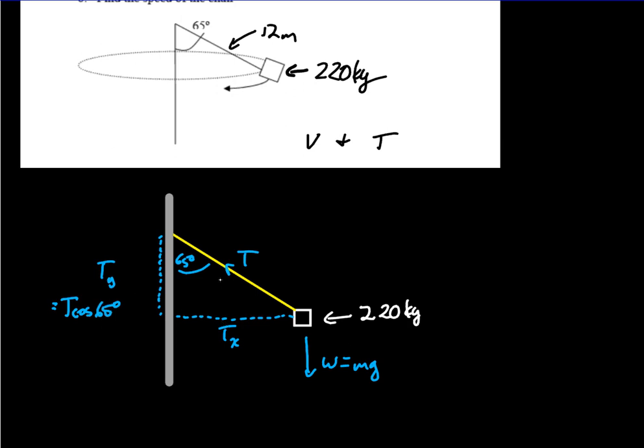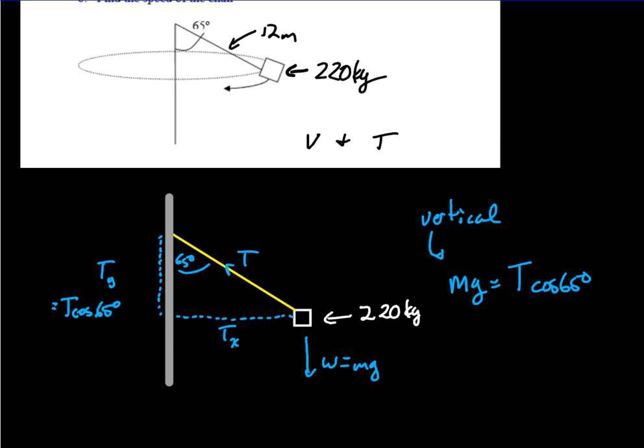So Ty would be found then as the overall tension times the cosine of 65, and that's equal and opposite in magnitude to weight. So we could then say mg is equal to T, that's the overall tension, times the cos of 65 degrees. That's our vertical scenario.